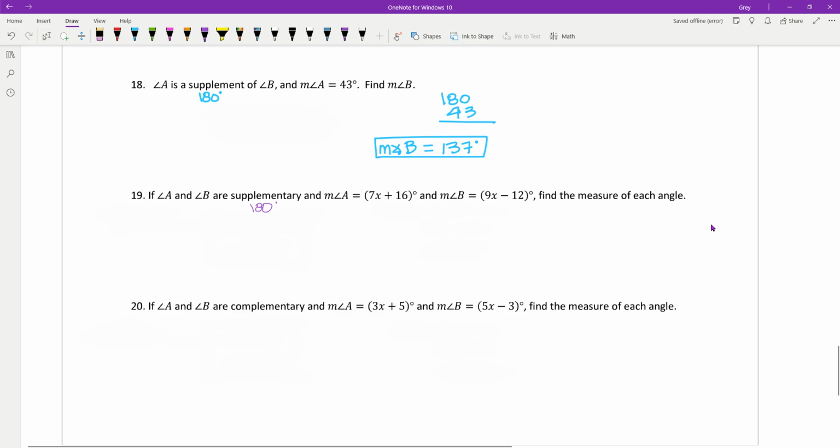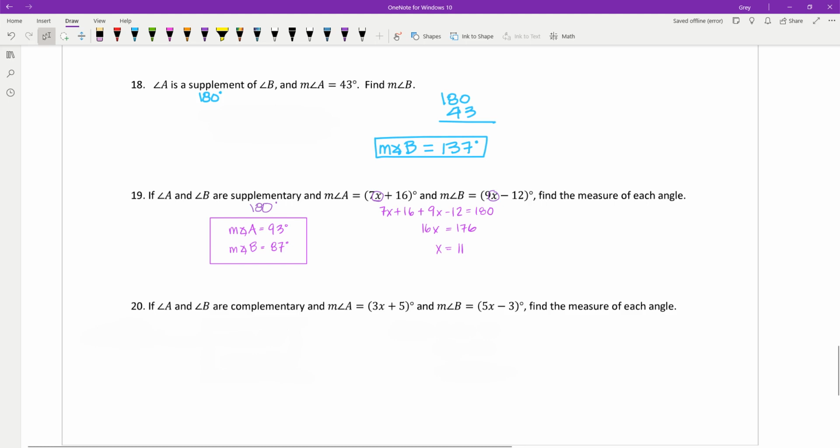So if they're supplementary, that means that A, which is 7x plus 16, plus B, which is 9x minus 12, has to add up to 180. So I add my x's, I get 16. 16 minus 12 is 4. So I'm going to subtract 4 to get it to the other side. That's 176. So x equals 11. And I'm going to go plug it in. 11, I'm going to plug in right here, and I'm going to plug in right there. So I'm going to find that the measure of angle A is 93 degrees, and the measure of angle B is 187 degrees. And that's what we got.